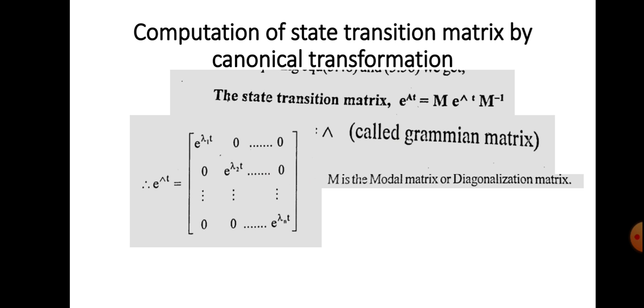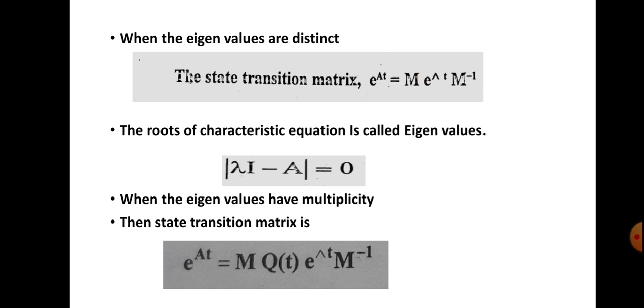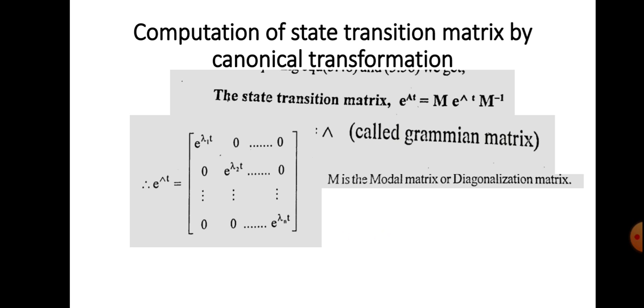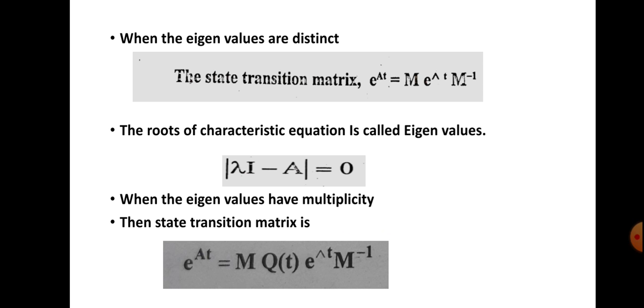This is the state transition matrix corresponding to distinct eigenvalues. If some of the eigenvalues are repeated, or the eigenvalues have a multiplicity, then the corresponding state transition matrix is obtained by the equation e raised to At equal to M into Q of t into e raised to gamma t into M inverse. So e raised to gamma t is obtained by the same equation. In this case, some lambda will be repeated, and here Q of t is obtained by this matrix.